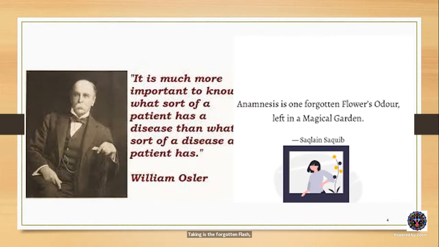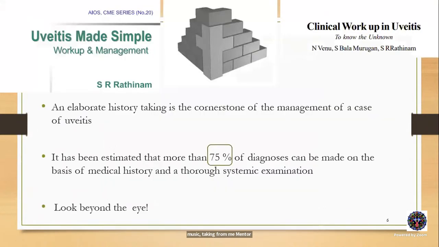William Osler actually said that it is much more important to know what sort of a patient has a disease than what sort of a disease the patient has. It has a lot of deeper meanings which we need to apply in real-time practice. I sincerely learned the art of history taking from my mentor, Dr. Rathinam, when I did my fellowship with Aravind Madurai. And we published this clinical workup in uveitis in the AOS module. You can see the quarters, and the key takeaway from that is the elaborate history taking.